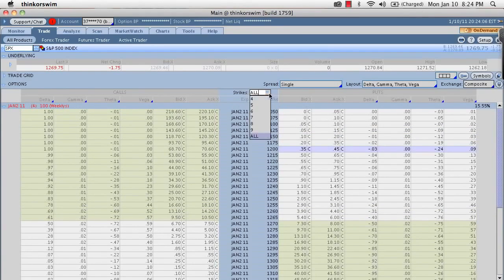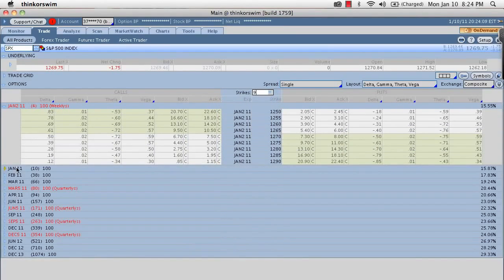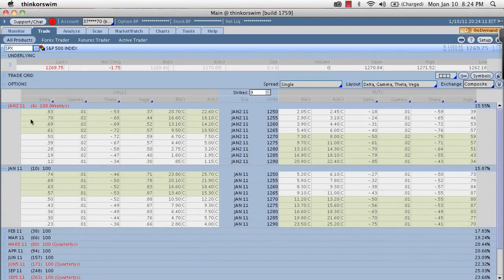And again, I'm just going to show you quickly how much difference there is even in just these two different contract terms here. These are the January weeklies, which only have 4 days left until the last trading day, and these are just the regular old January monthly options that have 10 days. And you can see that there is a drastic difference.